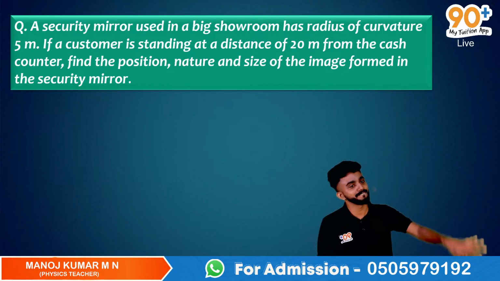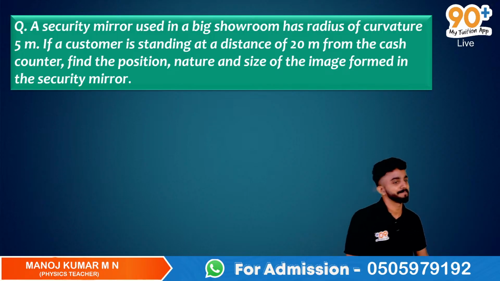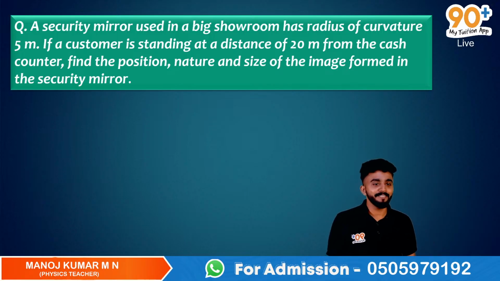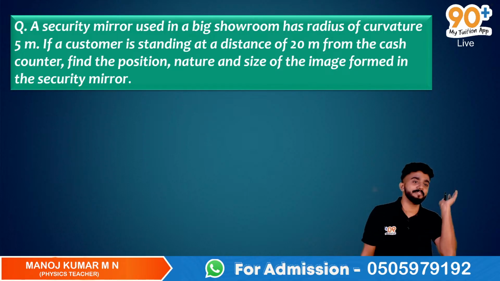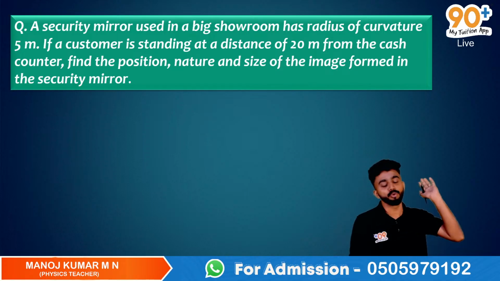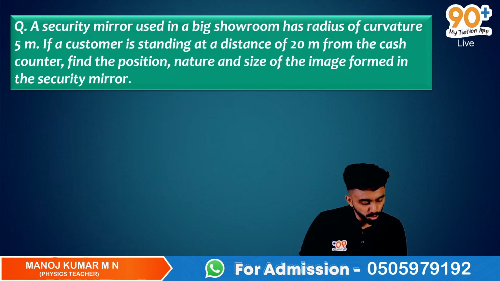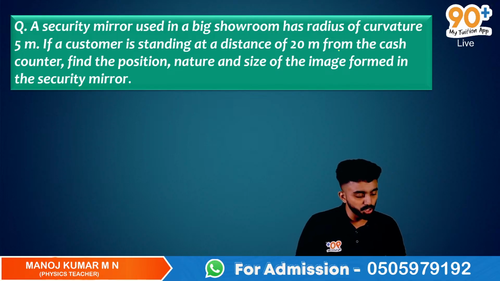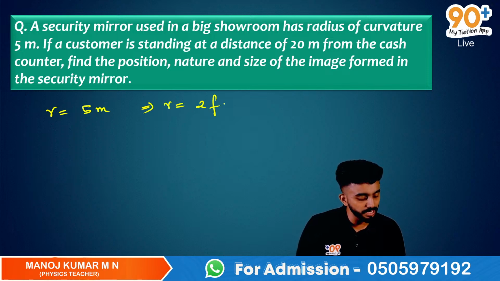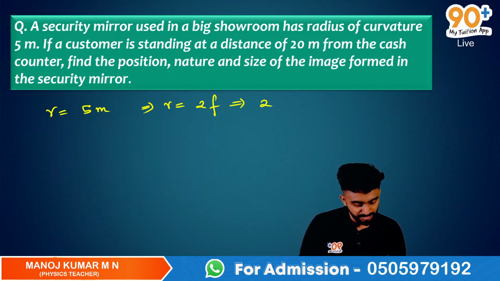Shivanya, wrong. Bhadra, correct. Convex, right? Obviously, for a wider field of view, we need to use a convex mirror. So the security mirror used in a big showroom has a radius of curvature of 5 meters. So guys, if the radius of curvature is 5 meters, then R is equal to 2 times the focal length, that is, R is 5 meters, which is equal to 2F.